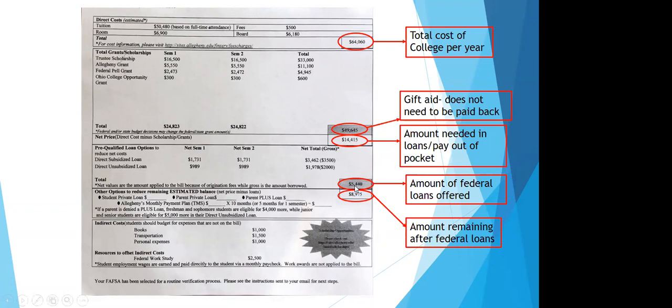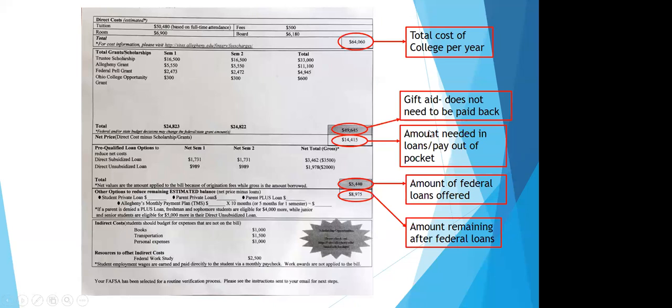Usually you'll see from most financial aid award letters that the student is offered $5,500 in federal Stafford loans. That is $3,500 in the subsidized Stafford. That's the kind we like, because it does not accrue interest while you're in school, and $2,000 in unsubsidized. So most often you're going to see $5,500 in federal loans.